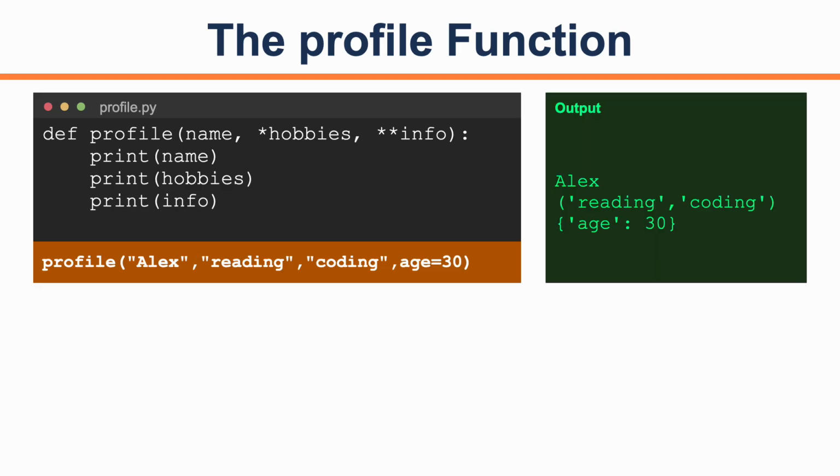Passing Alex, reading, coding, and age set to 30 into profile shows all 3 parts working together. Alex goes to name. Reading and coding go into the hobbies tuple. Age goes into the info dictionary. Each value prints on its own line.